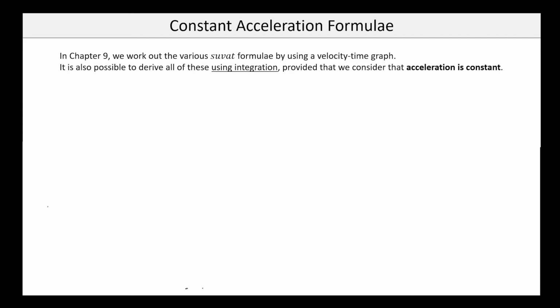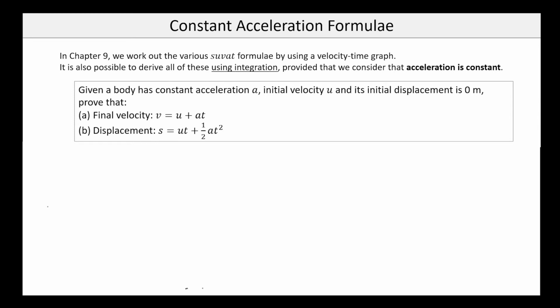Here, we're told that a body has constant acceleration a, its initial velocity is u, and its initial displacement is 0 meters. We've been asked to prove, firstly, that the final velocity, v, equals u plus at. So that's a familiar formula there, but can we generate that for ourselves, starting with variable a? So we know that velocity is going to be acceleration integrated. So if we integrate a, we're going to get at plus c.